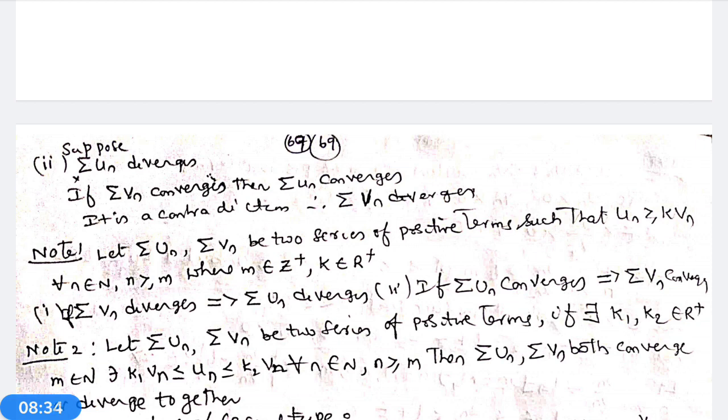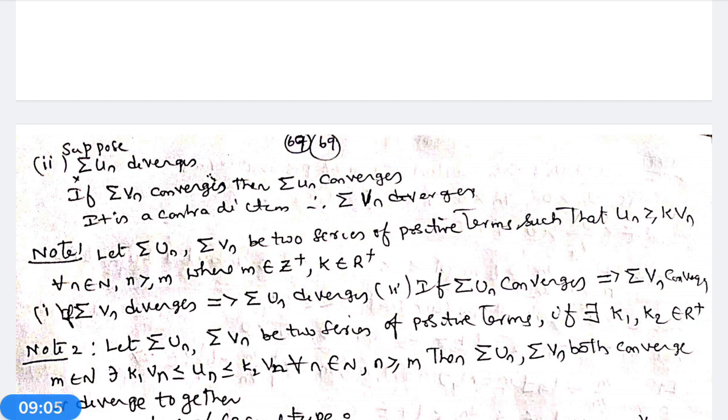By using this, you can note two certain results. Sigma un and sigma vn are two series of positive terms such that un greater than or equal to k vn for all n greater than or equal to m, where m belongs to Z plus, k belongs to R plus. Then sigma vn diverges implies sigma un diverges, and sigma un converges implies sigma vn converges.